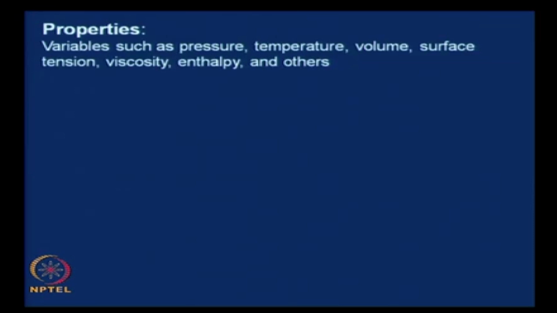The next concept that we review is the concept of property. What exactly is a property? Properties are nothing but variables of the system such as pressure, temperature, volume, surface tension, viscosity, enthalpy, and others. It could refer to the system predominantly, though of course it could refer to the surroundings also.